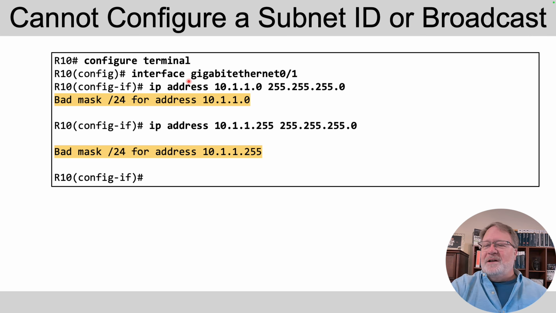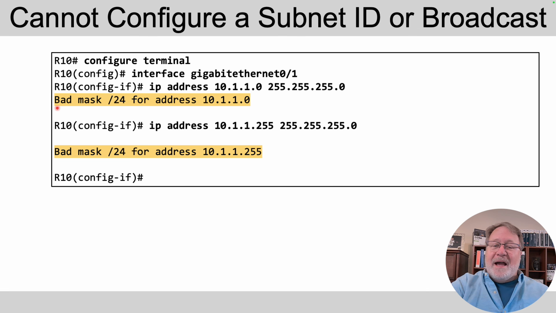So here we are in interface config mode. You type this command, 10.1.1.0 with this mask, which is a subnet ID. But the message doesn't say you typed a subnet ID. You can't do that. It says bad mask /24 for address this. Or if you typed this other command in interface mode using a subnet broadcast address, then you get the same message. It doesn't say you typed a broadcast address.